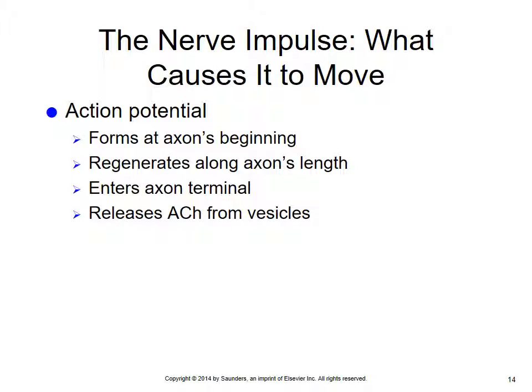This causes the nerve impulse to move toward the axon terminal like a wave. The height of each nerve impulse is the same along the entire length of the axon. This ensures that the nerve impulse does not weaken as it travels the length of a long axon. The action potential is responsible for the release of neurotransmitters.